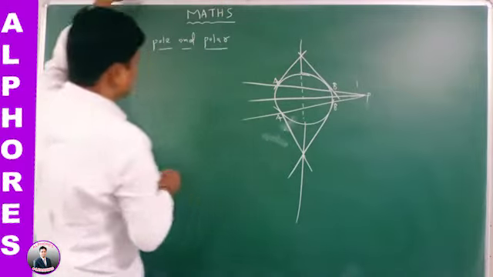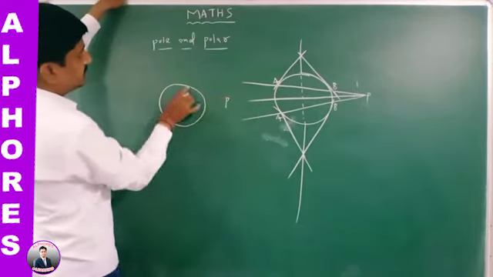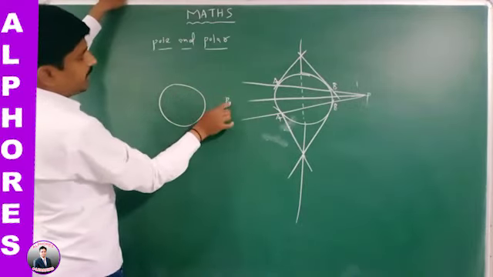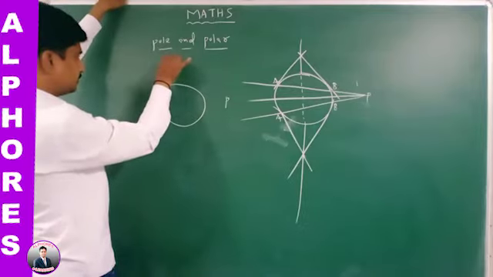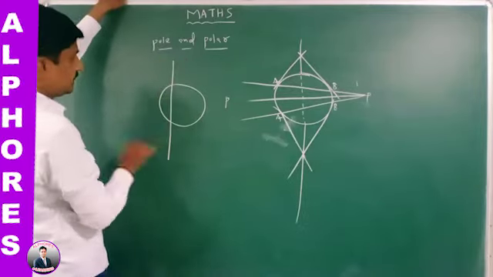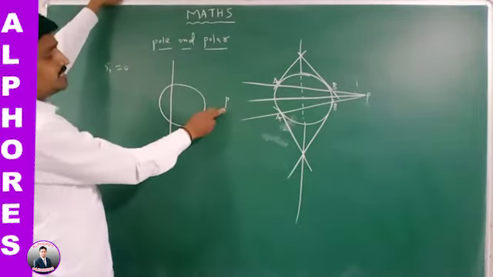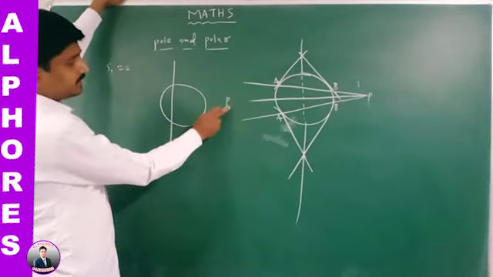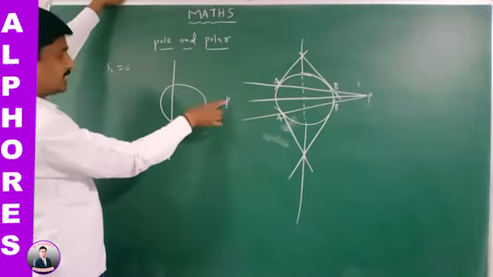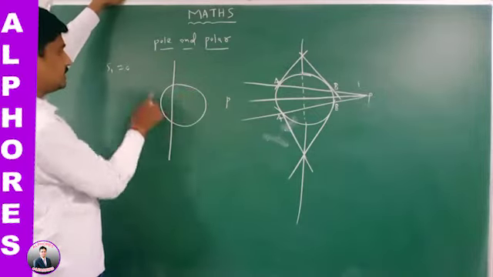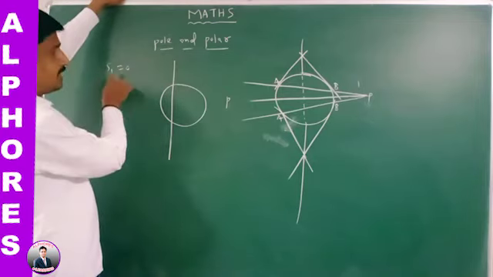And next, also here the circle equation is given S equal to 0. The point P is given x1 comma y1. In this case, the equation of the polar is S1 equal to 0. Polar means line, pole means point. Now the equation of the polar of P x1 comma y1 with respect to the circle S equal to 0 is S1 equal to 0.